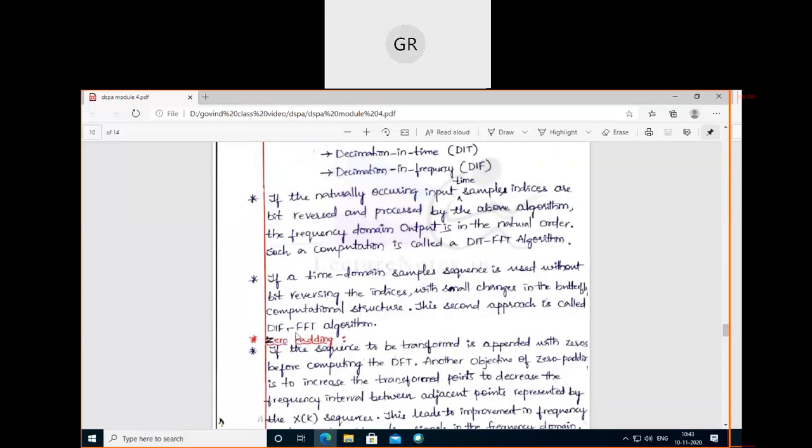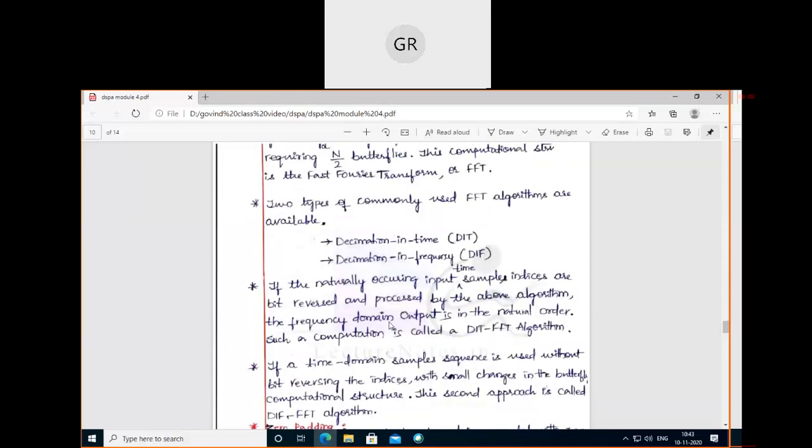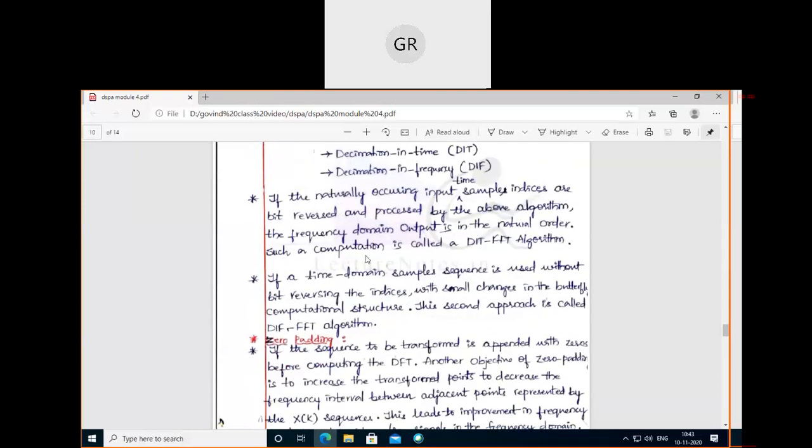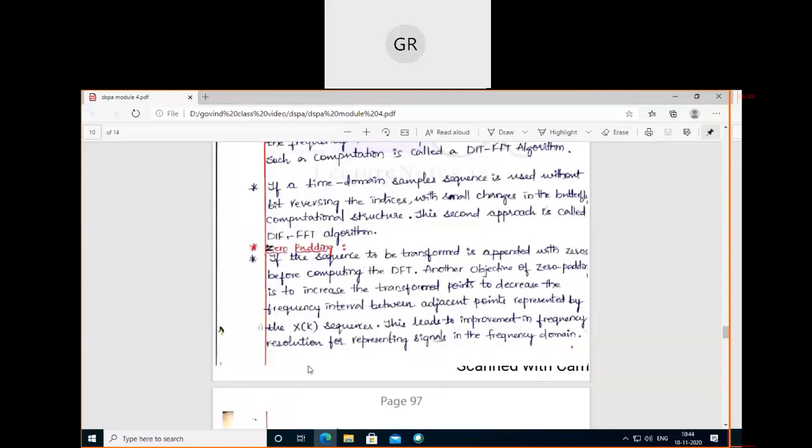What about the DIF FFT, decimation in frequency fast Fourier transform? Here the time domain samples, that means the inputs, are in sequence, and the outputs, that means the frequency values, are in bit reverse order.